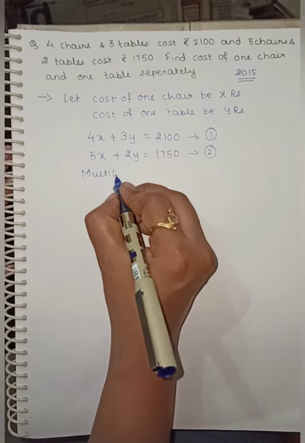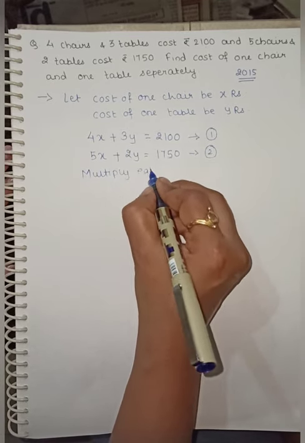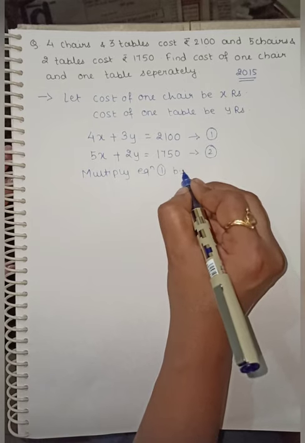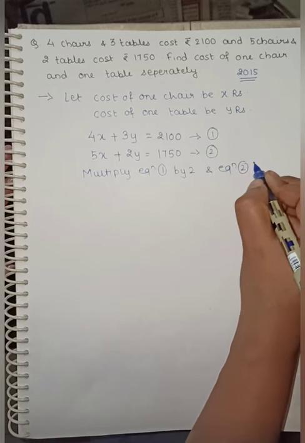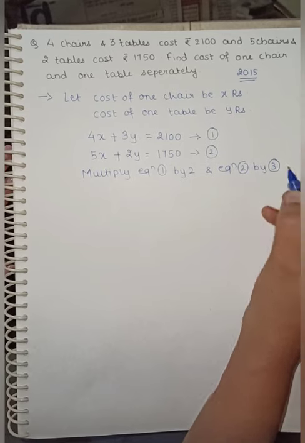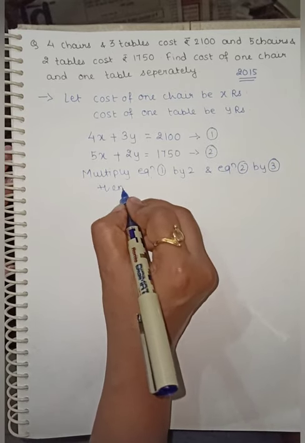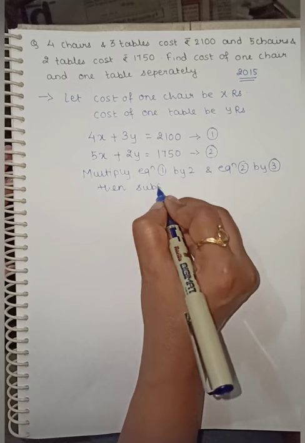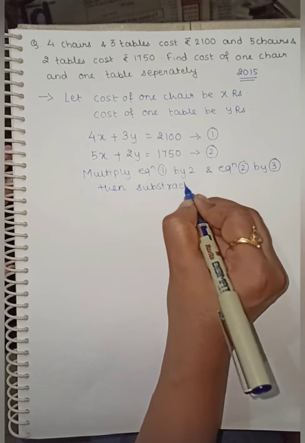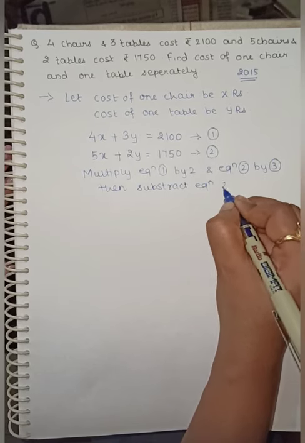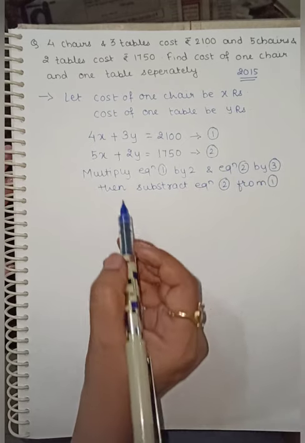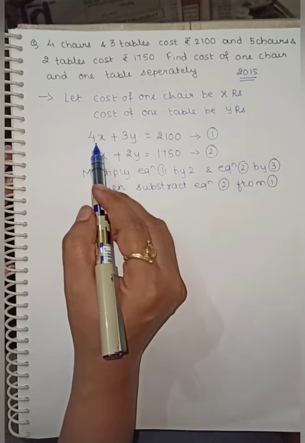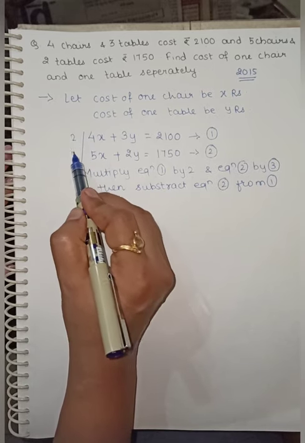So multiply equation 1 by 2 and equation 2 by 3, and then subtract equation 2 from 1. After multiplying, you are going to subtract. Let us multiply this with 2. We can write it this way also, 2 and 3.